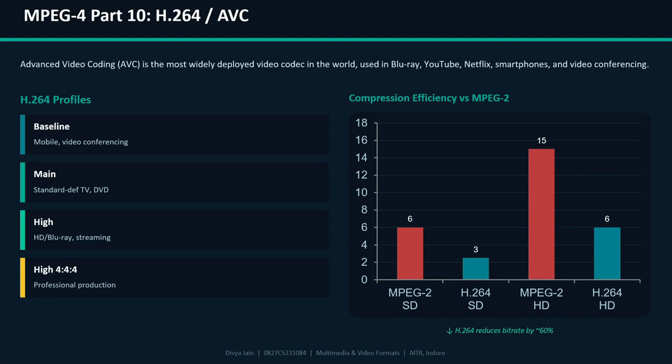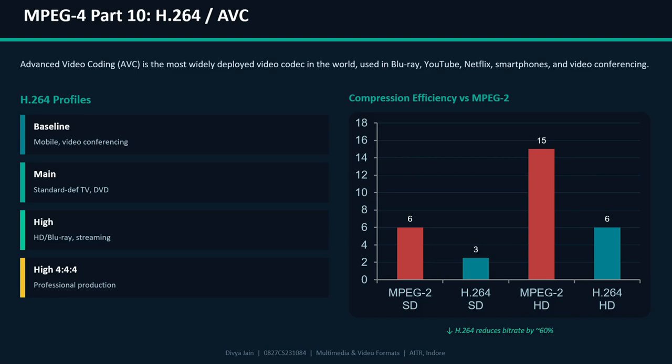H.264 is used in Blu-ray, YouTube, Netflix, smartphones, and virtually all video conferencing platforms. It defines multiple profiles for different use cases. Baseline, for mobile and video conferencing. Main, for standard definition TV. High, for HD streaming and Blu-ray. High 4, for professional production.